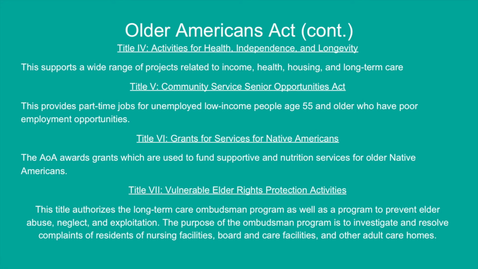Then Title VI includes grants for services for Native Americans. It's pretty self-explanatory. It rewards grants to fund supportive services to Native Americans. Title VII, the Vulnerable Elder Rights Protection Activities, authorizes the Ombudsman Program to investigate and resolve any complaints of the residents of a long-term care facility.